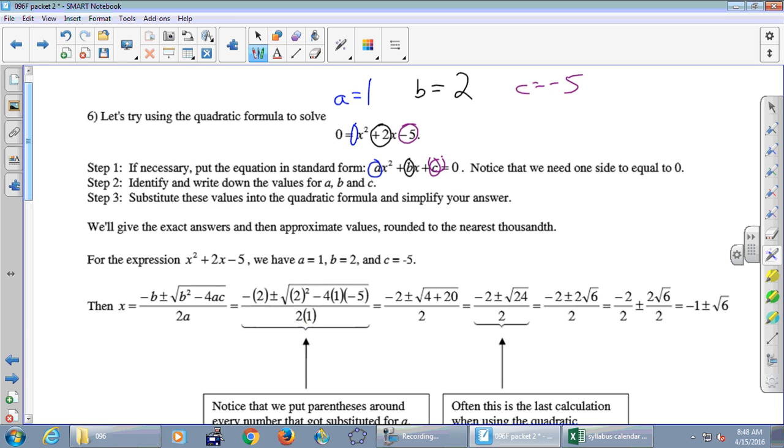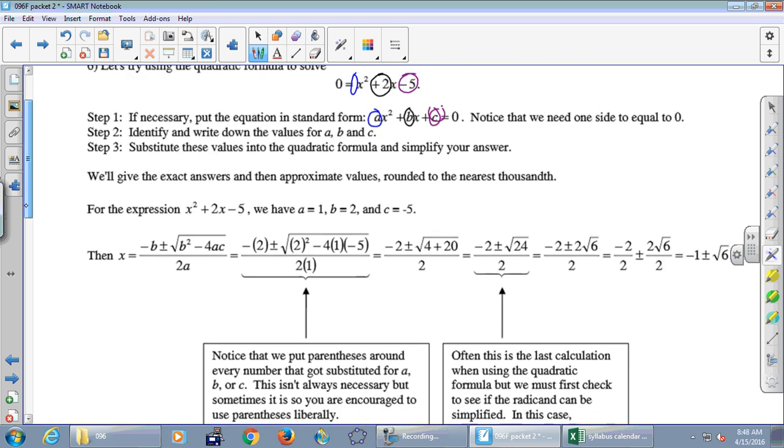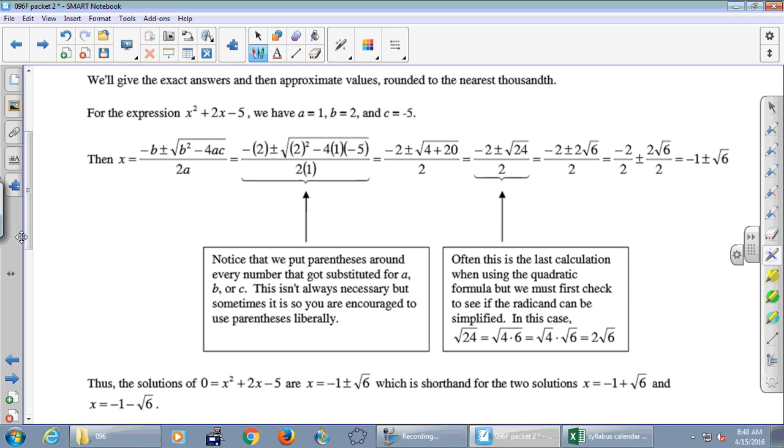Notice that every single number that we substituted in for a, b, and c is inside of what? Parentheses. You don't always need to put parentheses around all the numbers, but sometimes you do. And so better to use too many parentheses than not enough, right? So my recommendation is every number is getting put in parentheses as a rule. Okay, and then the rest of this is going to be simplifying.